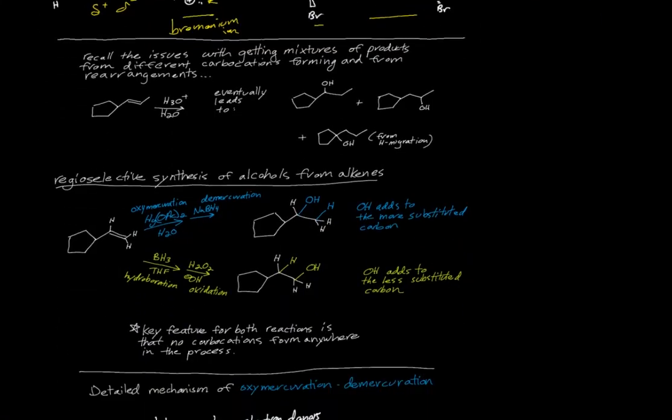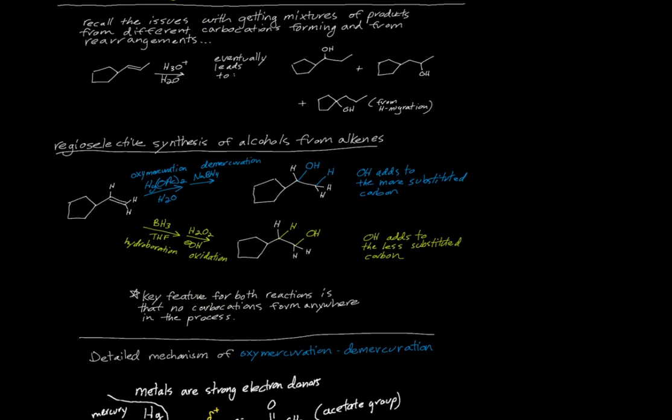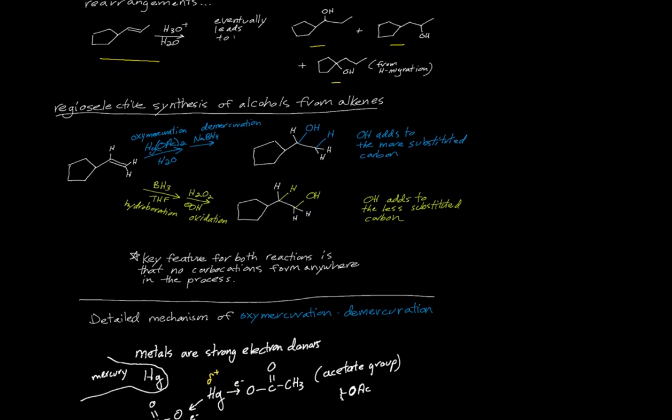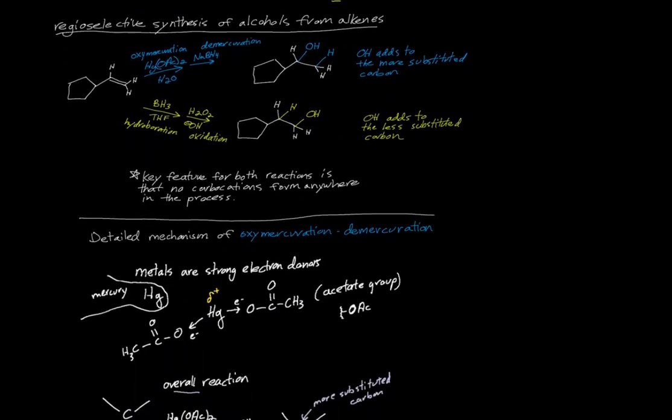I want to remind everyone of the issues that we covered in the previous videos with getting mixtures of products from different carbocations forming, and then from the different kinds of arrangements that can occur. So in a reaction like this, you end up with three possible products, the third being from a hydrogen migration. And organic synthetic chemists have dealt with this by coming up with new reactions that correct this issue of many multiple products. So we call that regioselective synthesis. Only getting the products you want, the atoms adding to the atoms that you want them to add to, and so forth.